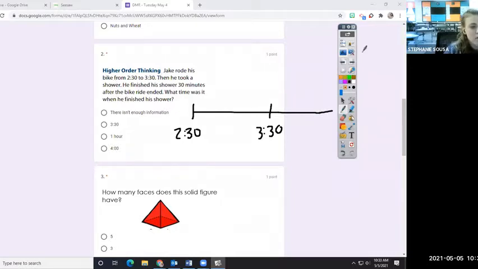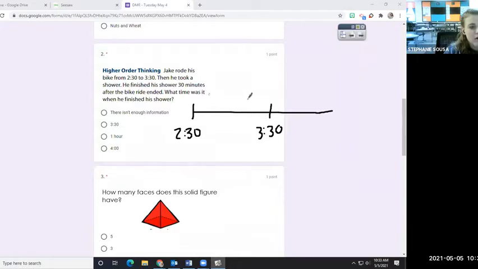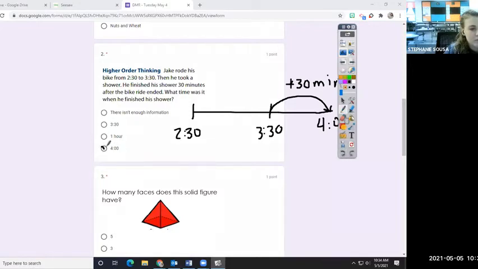Then he took a shower. He finished his shower 30 minutes after the bike ride ended. Okay, so we're gonna add 30 minutes. What time was it when he finished the shower? Well, I know that 3:30 is halfway to 4 because 30 minutes is half an hour. So if I add another 30 minutes, that will take me to 4 o'clock. So it was 4 o'clock when he finished his shower. Okay. Questions on that one?